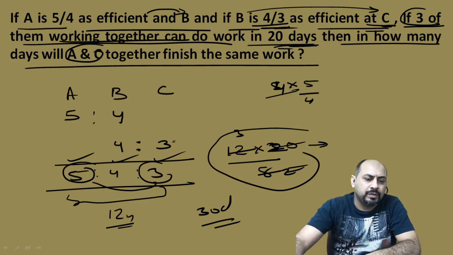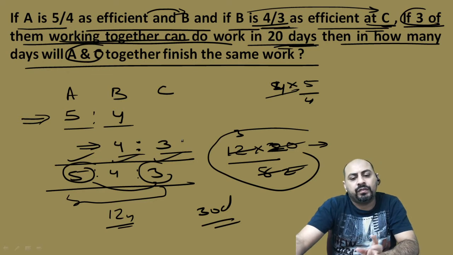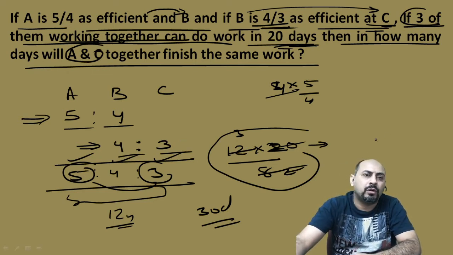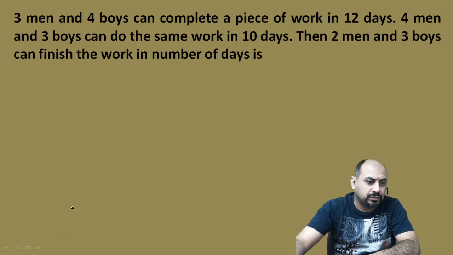So all you're doing is basically developing a combined ratio between the different types of manpower, building a ratio of their efficiency, and then you can take the question from there. No problems. Okay, let's move on to the next question.